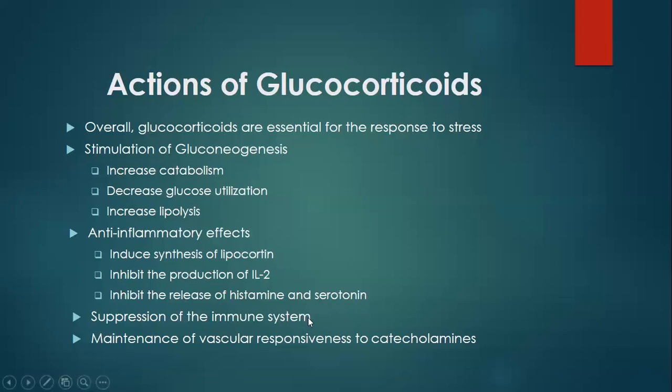Okay? So another role of your glucocorticoid is to maintain vascular responsiveness to catecholamines. So what are your catecholamines? Your epinephrine and norepinephrine. So cortisol, a glucocorticoid, upregulates alpha-1 receptors on the arterioles, increasing their sensitivity to the vasoconstrictor effects of norepinephrine. Thus, with cortisol excess, arterial pressure increases, and with cortisol deficiency, arterial pressure decreases.